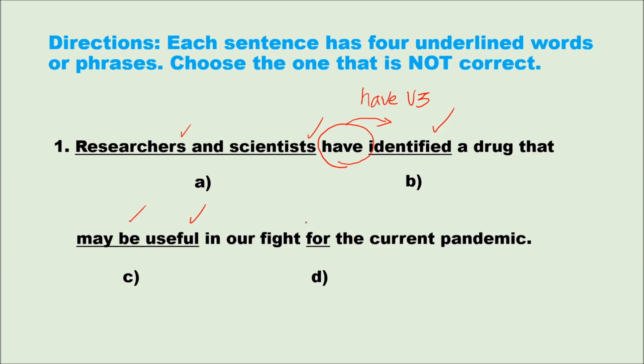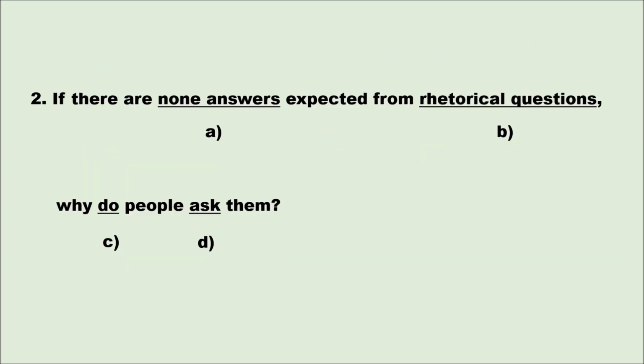Our final choice is D, the word for. For is used when we are talking about things that help each other. They are on the same team. Everything before for and everything after for should be working together. But here we have current pandemic, which is a negative thing. And before current pandemic, we have a positive thing, a drug that may be useful. Therefore, we need a different preposition. What preposition should we have? Against. Yeah, we should have the preposition against. So this sentence should read, researchers and scientists have identified a drug that may be useful in our fight against the current pandemic.